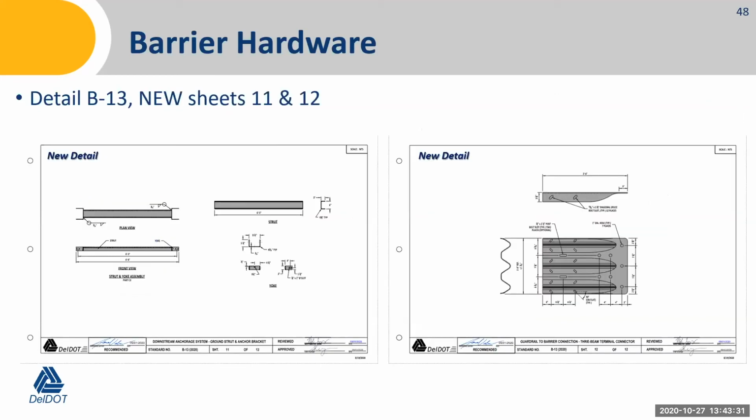New sheets 11 and 12 were added. Sheet 11 is the downstream anchorage ground strut and anchor bracket. That's related to the end anchorage detail. And then sheet 12 is the thrie beam terminal connector, where you terminate the thrie beam into concrete barrier. That's the attachment to the barrier there.